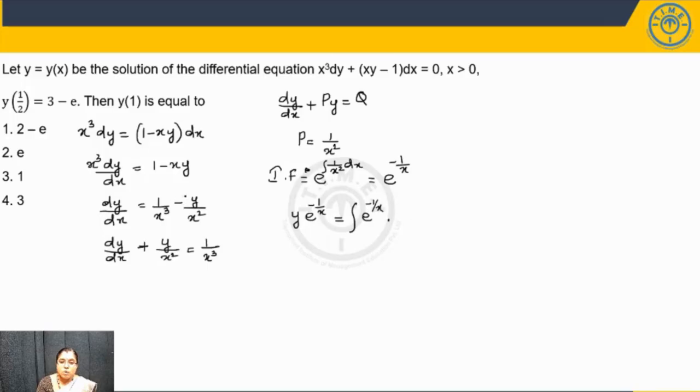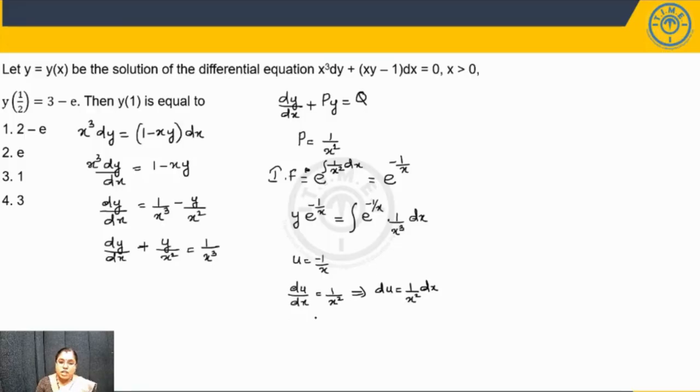The right hand side is 1 by x cube dx. So this is what we have to integrate. Now I'm just going to take u equal to minus 1 by x. If u is equal to minus 1 by x, du by dx is 1 by x square, so that you have du equal to 1 by x square dx. And also we have one more 1 by x here.